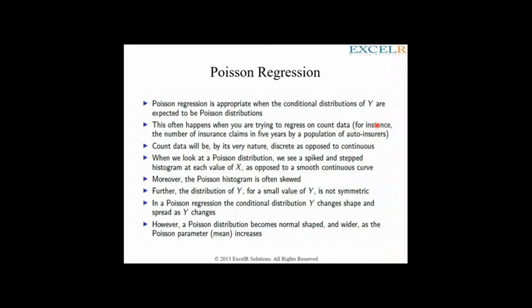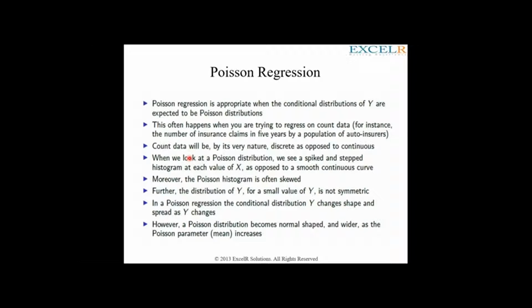That means you're putting some condition, right? Given these inputs, what will be my output basically, right? So this is the first assumption, wherein only if your outcome variable follows a Poisson distribution do you end up using Poisson regression. And this often happens when you're trying to regress on count data. Remember, count data. So Poisson regression is used when you have count data, for example, number of insurance claims, number of deaths, so on and so forth.